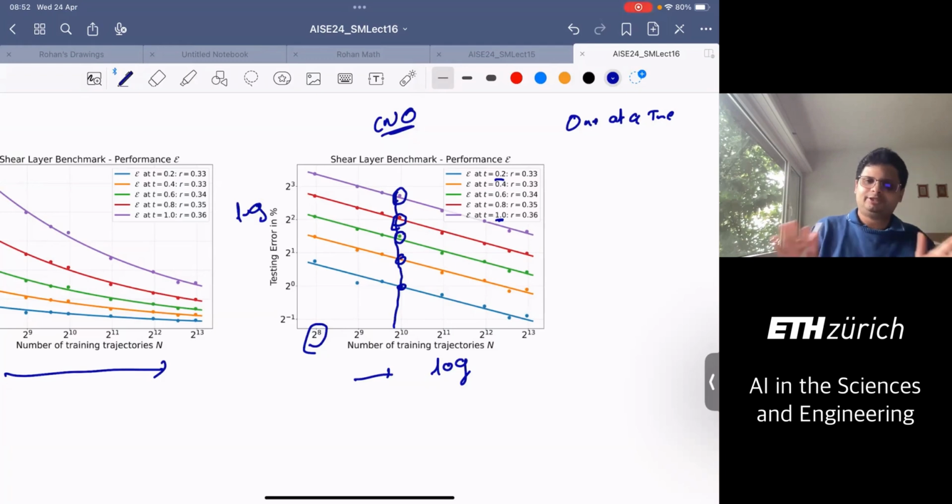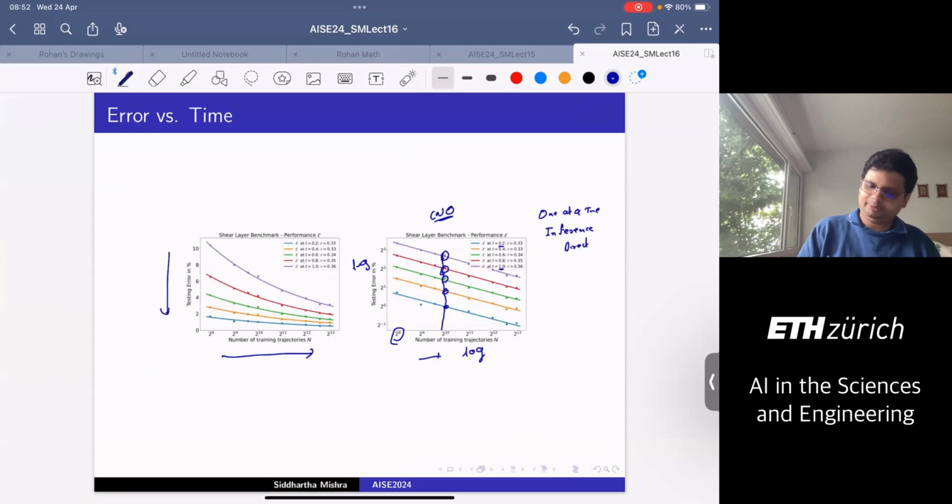So this tells you that this strategy works. You are able to scale with respect to the amount of training data. The error, of course, has to grow because it's harder to learn what happens at t equal to 1 from the initial data than it is to learn at t equal to 0. And here the inference is direct. So this is one at a time training. Inference is direct, just a base configuration. Okay, so it works as expected.